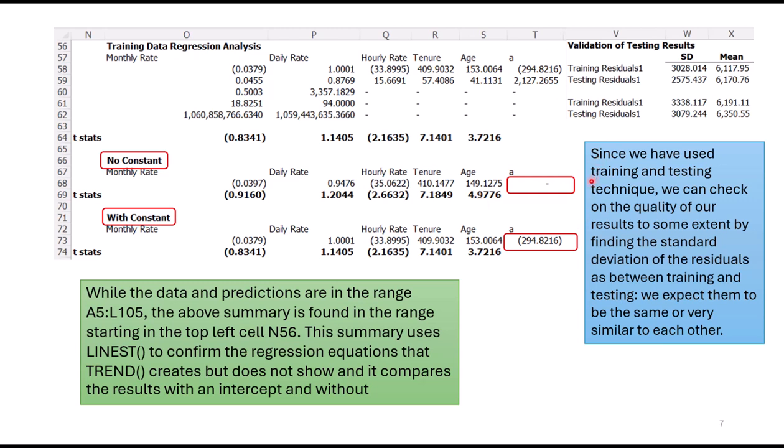Since we've used the training and testing technique, we can check on the quality of our results to some extent by finding the standard deviation of the residuals as between training and testing. And we expect them to be the same or very similar to each other. They aren't really, they're quite a way away in both cases. Predictions 1 and 2, training standard deviation residuals, and the testing residual standard deviation. I'll come back to the means shortly.